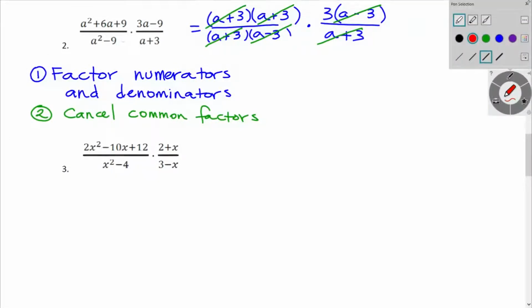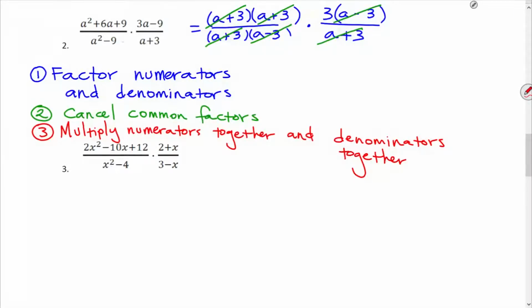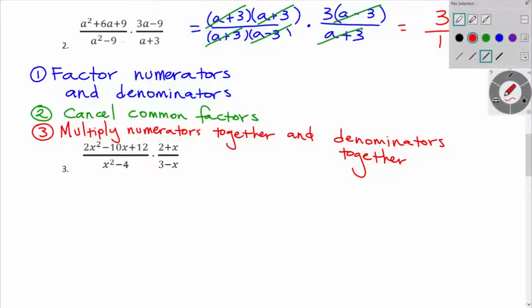And the last step is to multiply the numerators together and denominators together. This one's really easy. In the numerators, I only have 3 left. And in the denominators, I have nothing, so it's kind of over 1 or just 3. So that entire product of rational expressions multiplied together simplifies to be 3. Let's do one more together, and we'll do number 3. I'll follow the exact same steps.